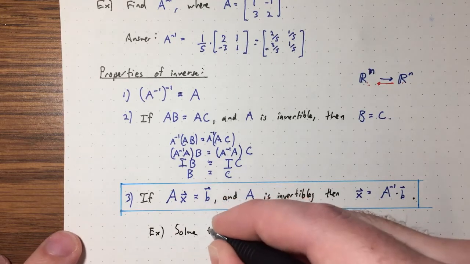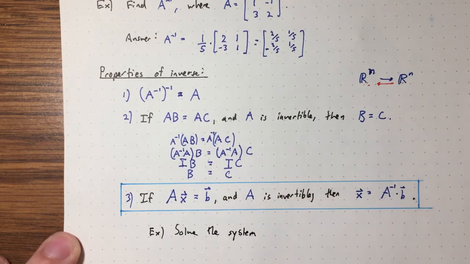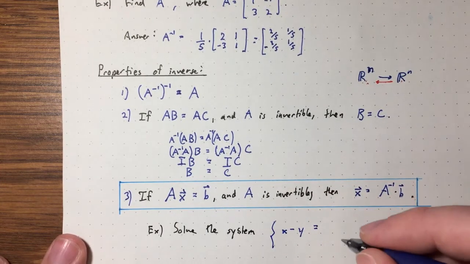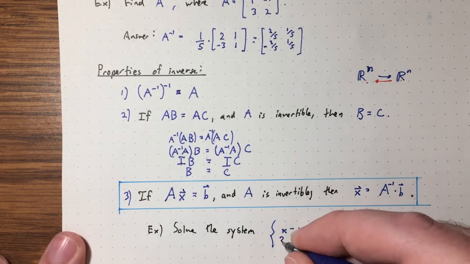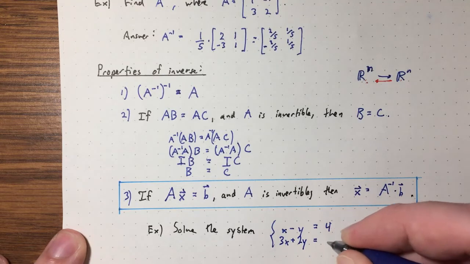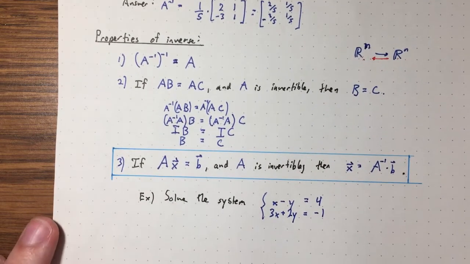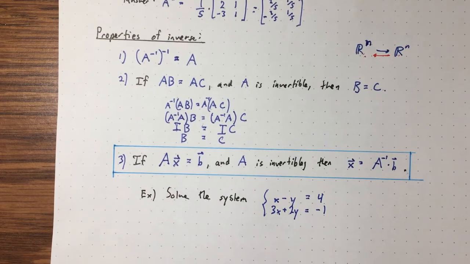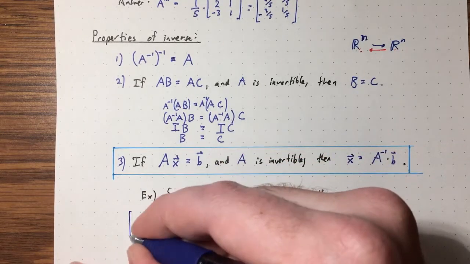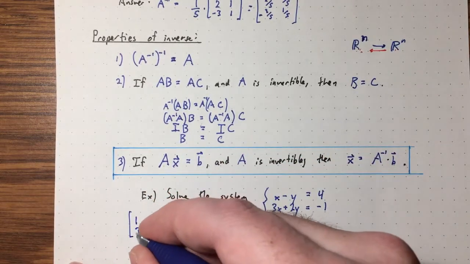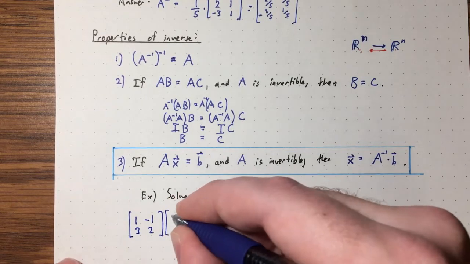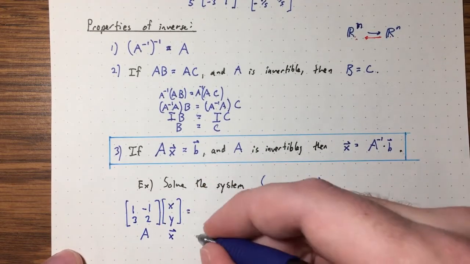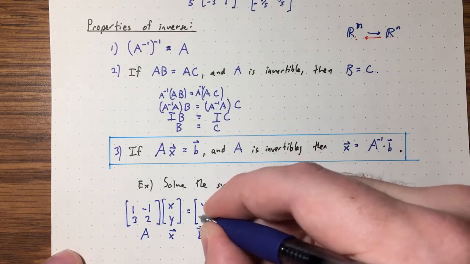So let's solve the system: x minus y equals, say, 4, and 3x plus 2y equals -1. Well, we have ways that we can solve that system, but here's a new way. Let's write this in matrix form. So I have [1, -1; 3, 2] times my vector (x, y). This is my A, here's my vector x, and what is my b? It's (4, -1).